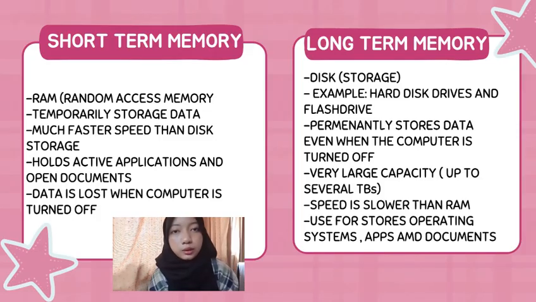Next, long-term memory. We use disk, or we call it storage. For example, hard disk drives and flash drives. It permanently stores data even when the computer is turned off. It also has a very large capacity, up to several TBs. Speed is slower than RAM, but it is used to store the operating system, apps, and documents.